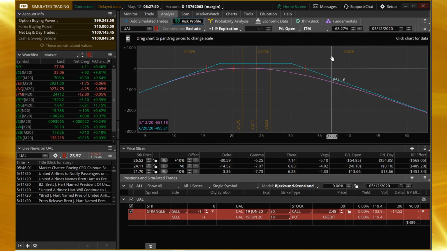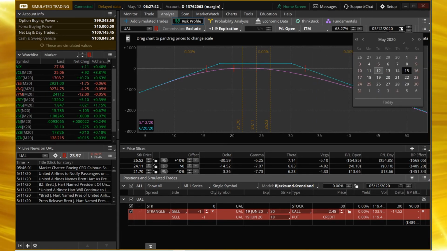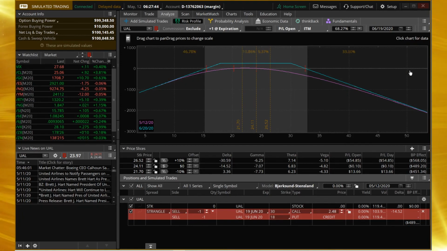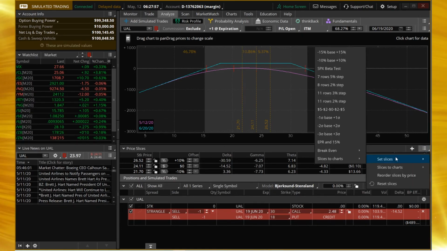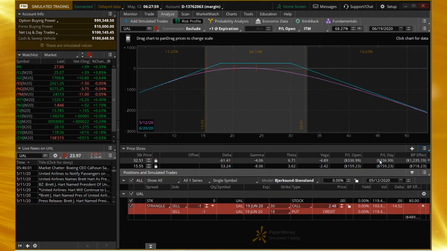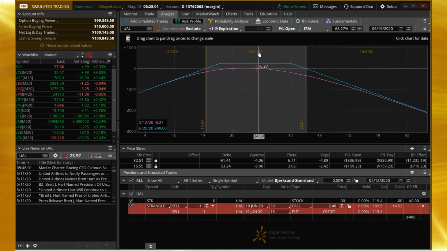But right now, what I want to do is set the expiration up here in the date to the June monthlies, so we can get the proper one standard deviation, right? Our break evens seem to be right about at the end of that one standard deviation. So I'm going to set my slices to break even at expiration, and we see that that gives us roughly a 66% probability of at least breaking even.